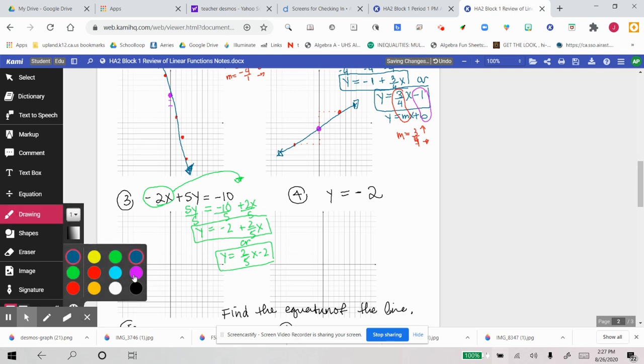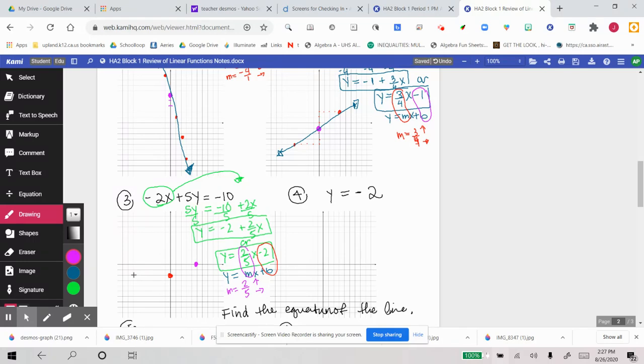So y equals mx plus b. Where do we begin? We're going to begin at negative 2. And what is our slope? Our slope is 2/5. Because it's a positive 2, you're going to go up 2, right 5. 1, 2, 1, 2, 3, 4, 5. We could do the opposite of up 2, right 5, which is down 2, left 5.